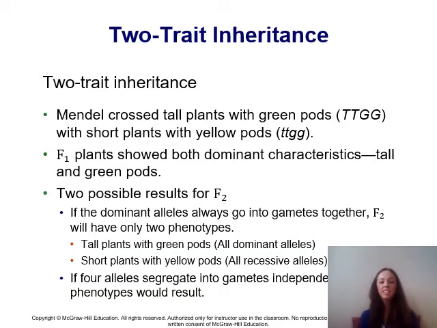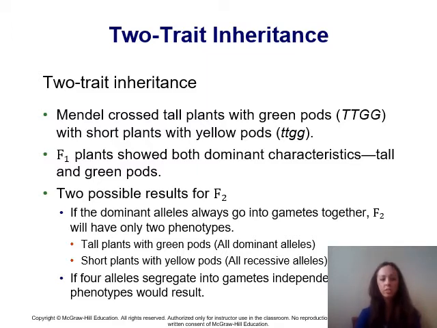Mendel wanted to see if two separate traits were inherited together or separately. And to do this, he got plants with all recessive traits. The recessive traits he chose to study were short plants and yellow pods. And then he mated them with plants with all dominant traits, which were tall plants with green pods.